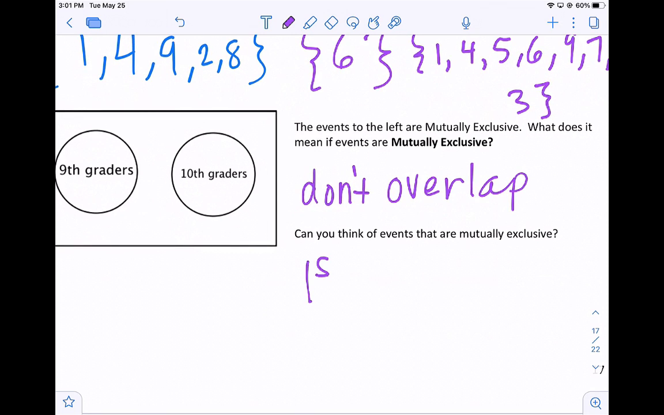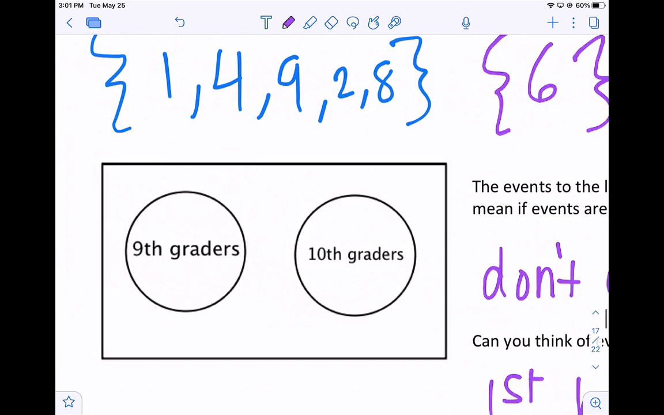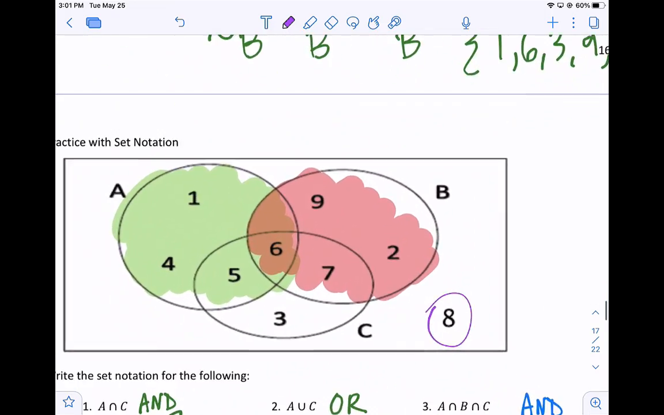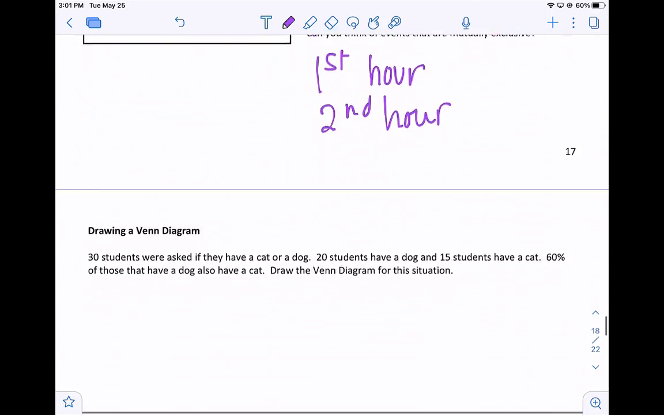It could be your first hour class and your second hour class because they both can't happen at the same time. Some people say you can't sneeze with your eyes open, so maybe that's you. Those would be mutually exclusive. So it's two things that can't happen at the same time. You can't be a 9th grader if you're also a 10th grader. Mutually exclusive means they're separate. There's no overlap like there was overlap in this Venn diagram. If they're mutually exclusive, there's no overlap.